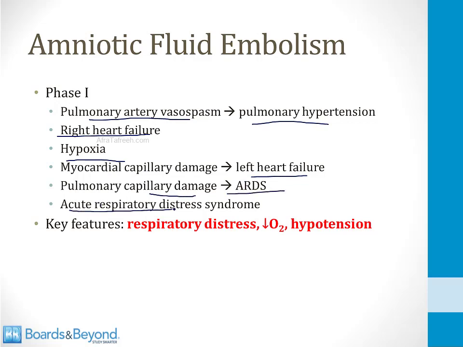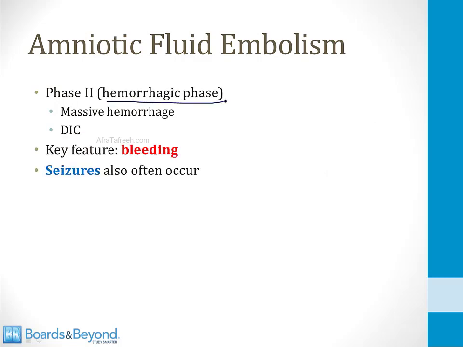So the way this will present in a board question is a woman shortly after delivering a baby who develops respiratory distress, hypoxemia, and hypotension. Phase 2 is sometimes called the hemorrhagic phase. In this phase, the mother develops massive bleeding and disseminated intravascular coagulation.